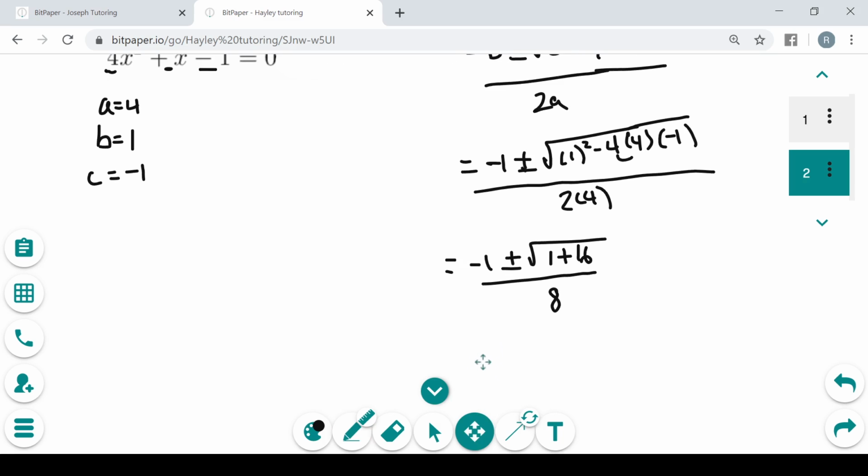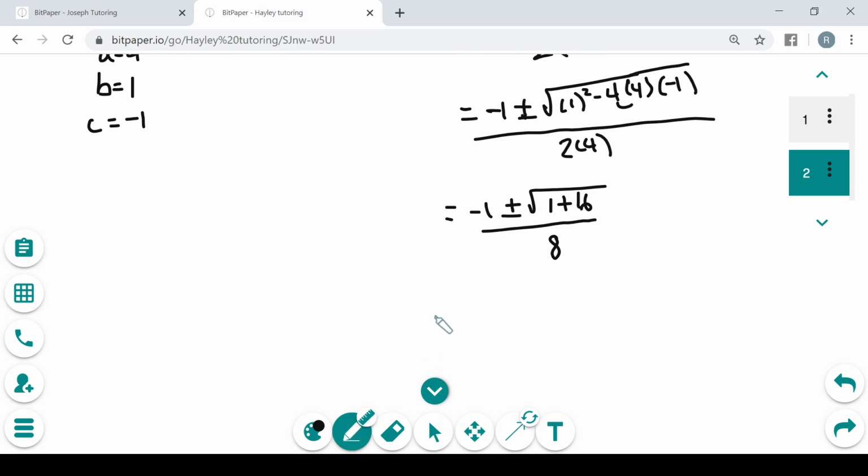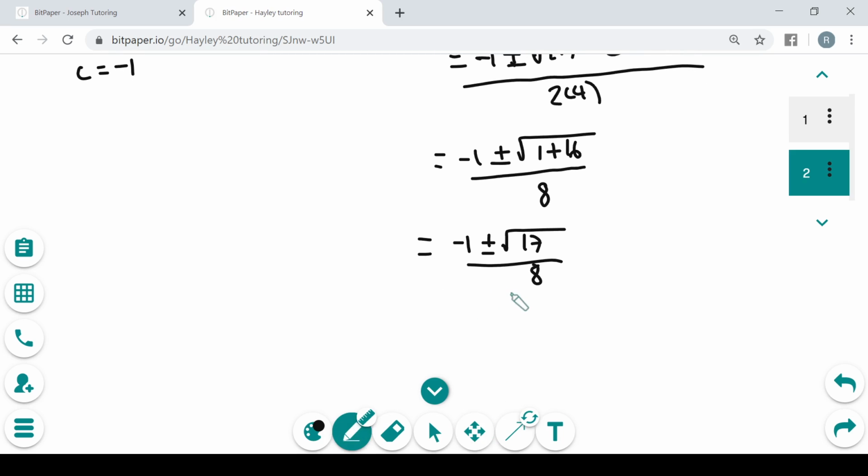So we have negative 1 plus or minus the square root of 1 plus 16, which is 17, and the whole thing is divided by 8. This is the part where we look at the radical and see if it's a perfect square or a simple square that we know. 17 is a prime number, so it's not a perfect square.